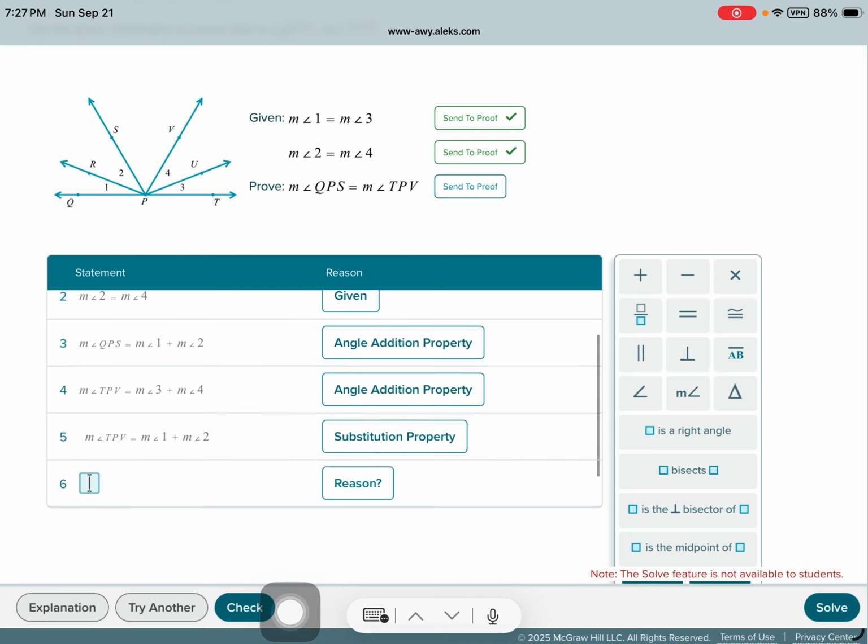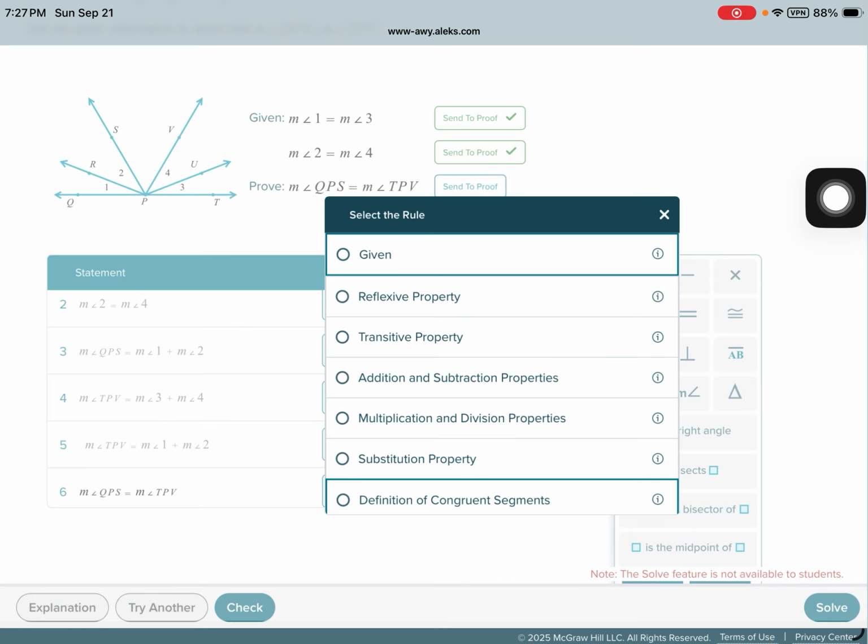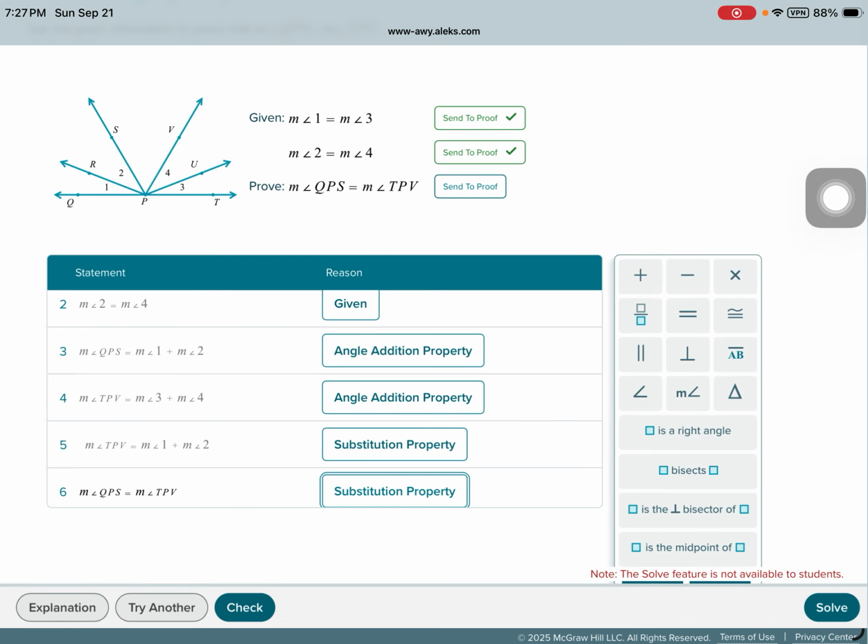Now look what that gives me. If you look at line 3 and line 5, measure of QPS is equal to measure of 1 plus measure of 2, and measure of TPV is equal to measure of 1 plus measure of 2. They're equal to the same values. Because they're equal to the same values, I can now set them equal to each other. So I'm going to go up here and send a proof. And my reason is because of substitution. Because they're both equal to the measure of angle 1 plus measure of angle 2, I can set them equal.